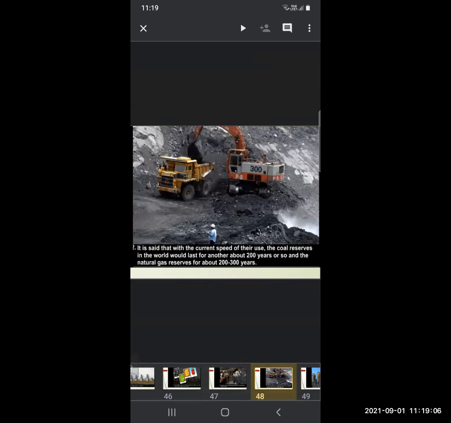It is said that at the current speed of use, the coal reserves in the world would last for another 200 years or so, and the natural gas reserves for about 200 to 300 years. Okay, at the speed at which we are using coal, it will last for at most another 200 years. After that, the natural gas will last for 200 to 300 years. After that, for this very reason, we have to find an alternate source.